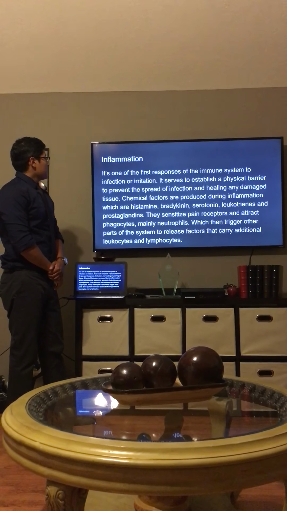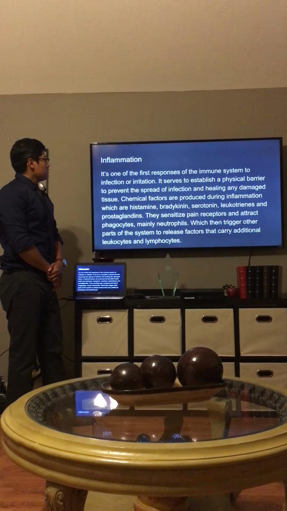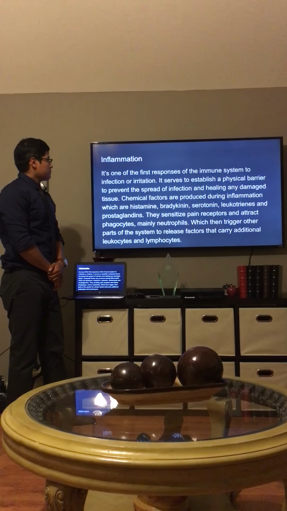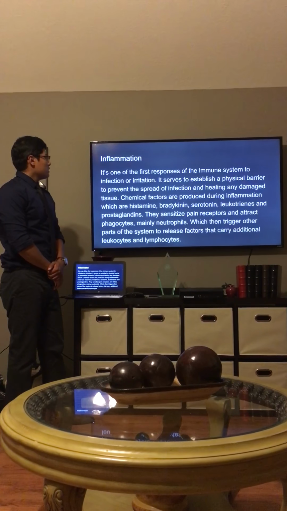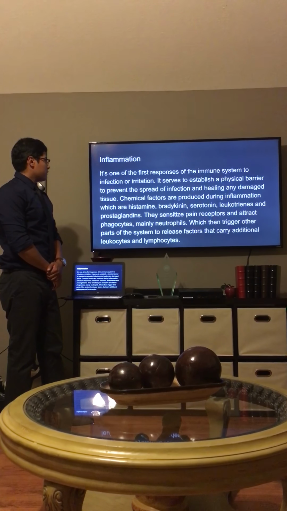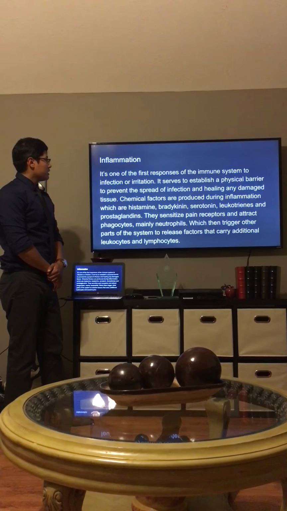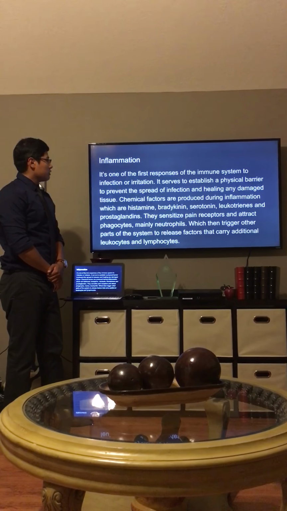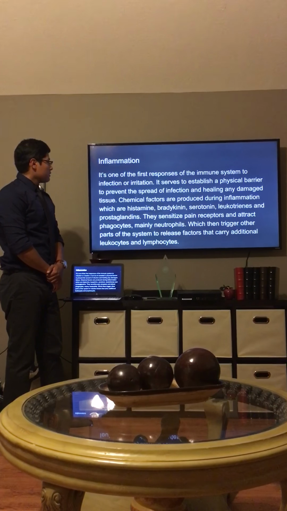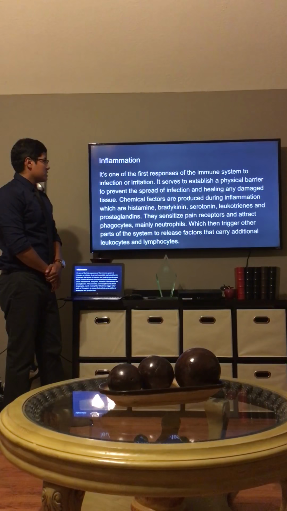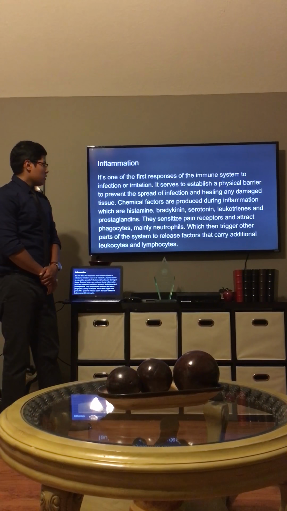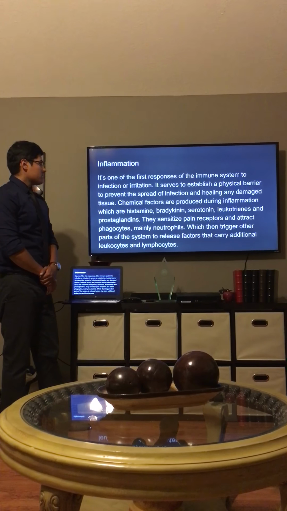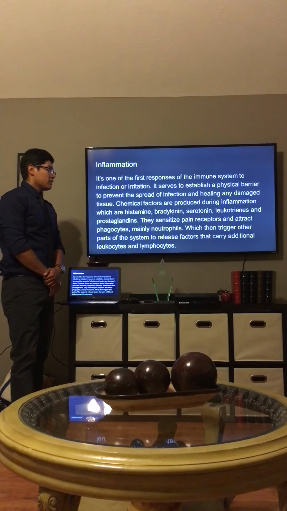Inflammation. It's one of the first responses of the immune system to infection or irritation. It serves to establish a physical barrier to prevent the spread of infection and heal any damaged tissue. Chemical factors are produced during inflammation, which are histamine, bradykinin, serotonin, leukotrienes, and prostaglandins. They sensitize pain receptors and attract phagocytes, mainly neutrophils, which then trigger other parts of the system to release factors that carry additional leukocytes and lymphocytes.